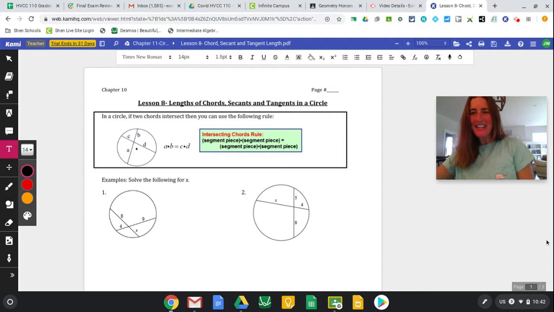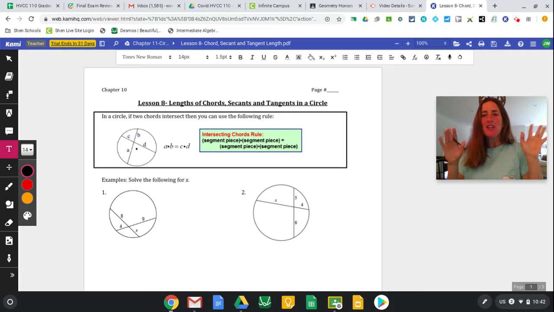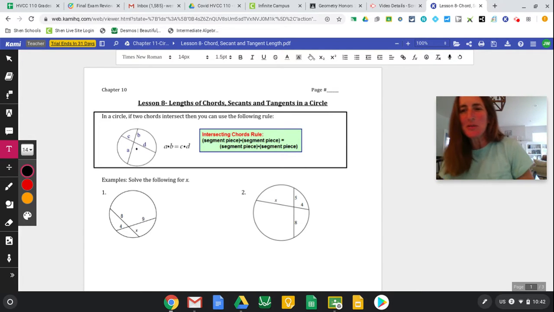Hi everyone, here we are, second to last lesson in geometry honors for some of you. I'm so excited. Today we're gonna do lengths of chords, secants, and tangents. I know this is the moment you've been waiting for, folks, and here it is.